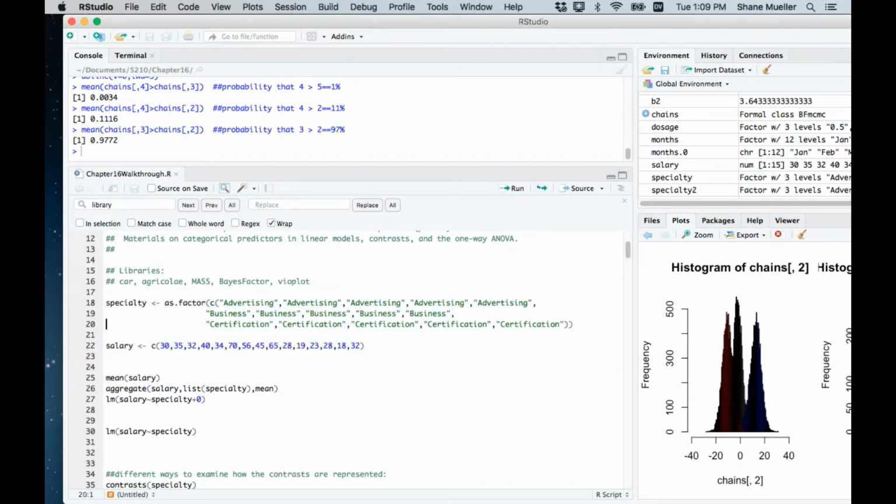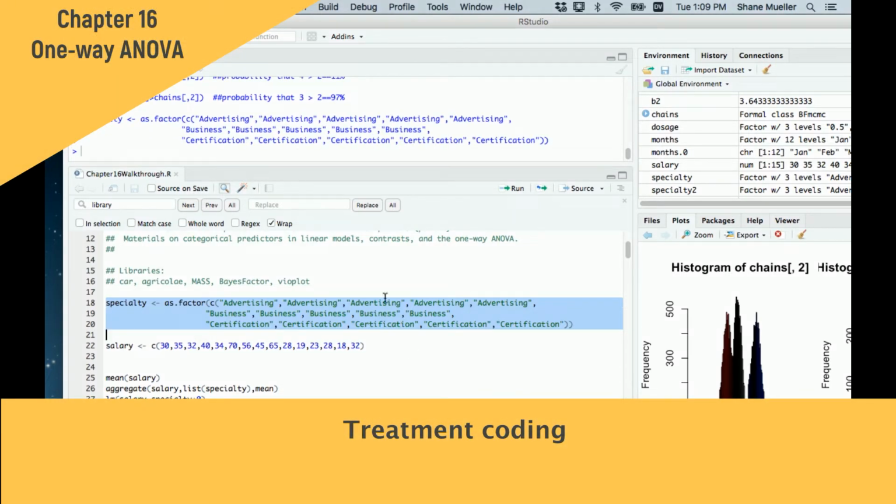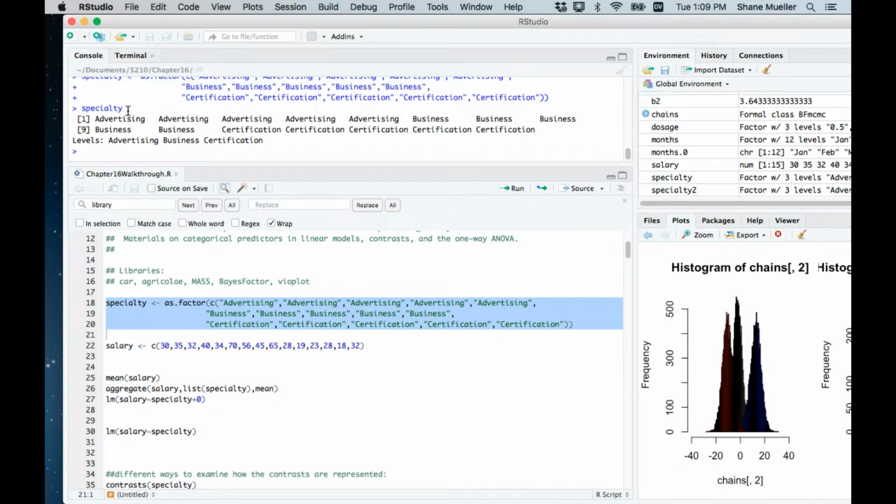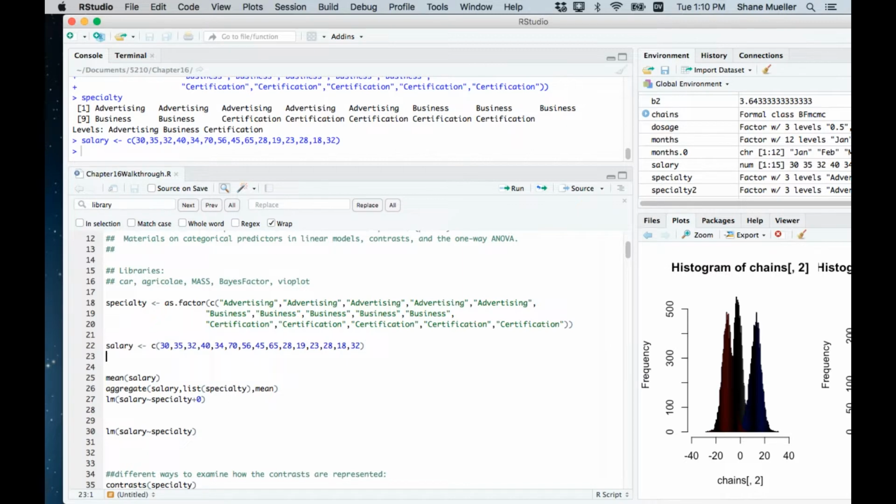So let's say you have a set of degrees or specialties: advertising, business, and certification. I've put these in alphabetical order, A, B, C, just for convenience. If we look at specialty, it has three levels, and levels are always organized in alphabetical order. So the first level is advertising, the next is business, the third is certification. Let's say we've recorded a bunch of people who have this specialization and what their starting salaries were, or what their hourly salaries are, or something like that, and here are the numbers.